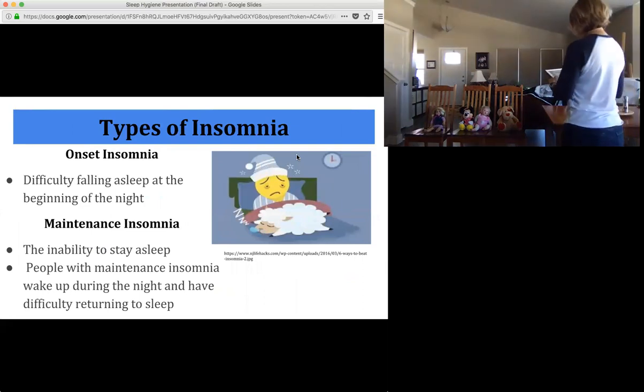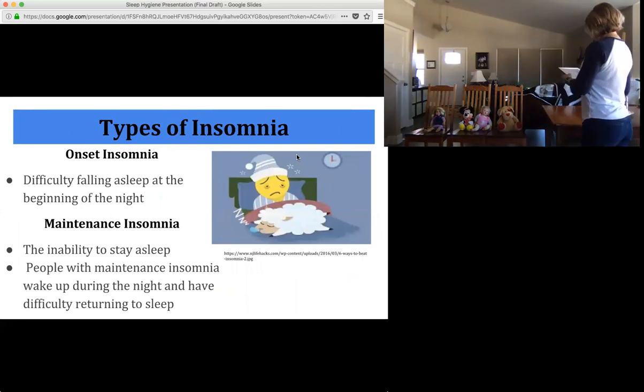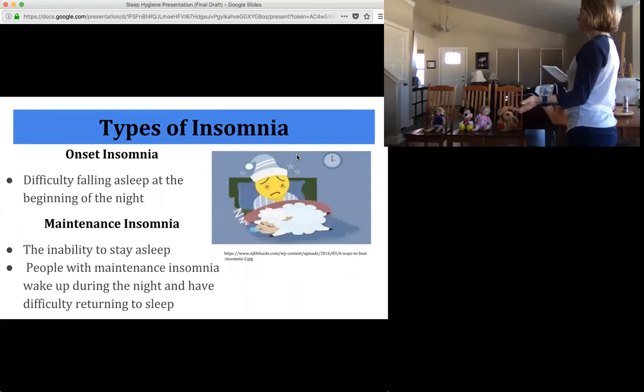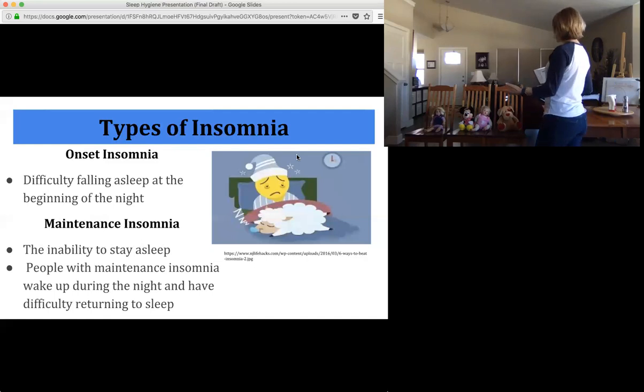Onset insomnia generally comes on early, first thing at night, meaning you're not able to fall asleep when you are in bed. Generally you will fall asleep within the first 15 or 20 minutes. If it goes beyond that, that can be called onset insomnia. And then maintenance insomnia is the inability to stay asleep. So you've gone to sleep, but then you woke up at some point in the night and you're unable to go back to sleep and stay asleep.